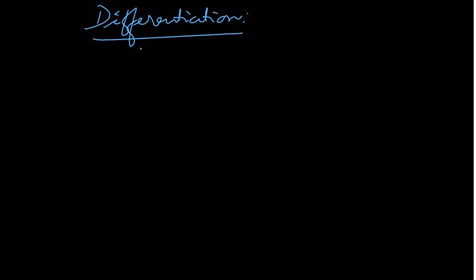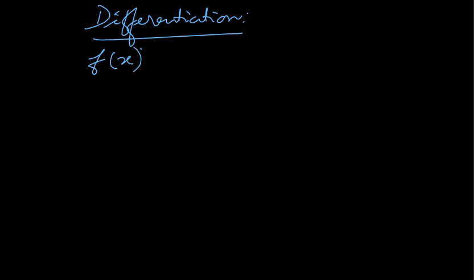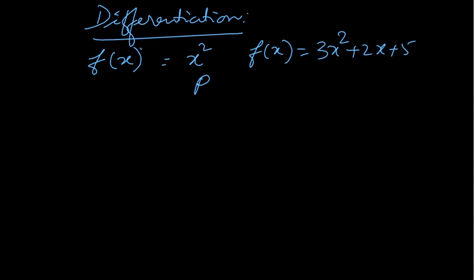First of all, we understood a function. It is something like x squared, or f of x is equal to 3x squared plus 2x plus 5. These are called functions also. They are also called polynomials. Polynomials we learnt in the 10th standard.